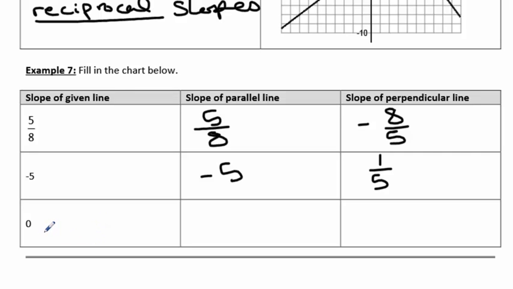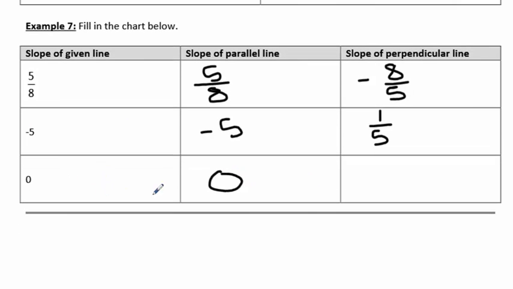If the slope is 0, the slope of a parallel line is also 0. The reciprocal of 0, since 0 could be 0/1, would be 1/0, but 1/0 is undefined. So we don't write 1/0, we write undefined. Another way of saying that is that this line has no slope.